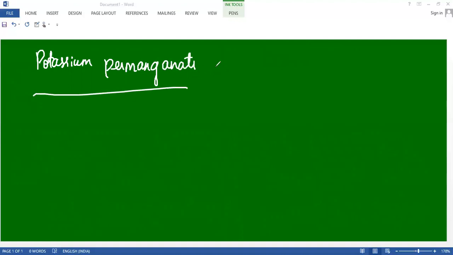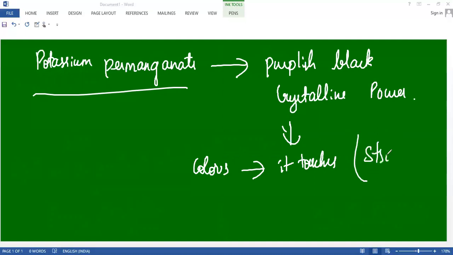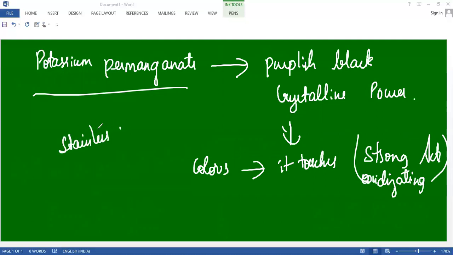Usually this is a purplish black crystalline powder. It colors everything it touches through its strong oxidizing action. This includes stainless steel, and it is also necessary to use plastic or glass containers. That is all about potassium permanganate.